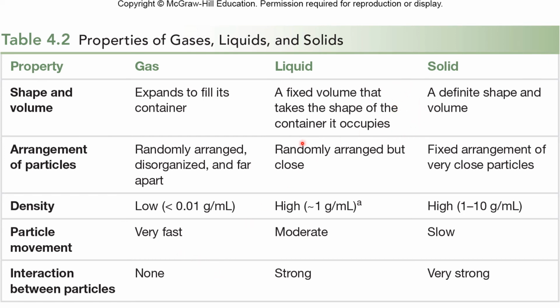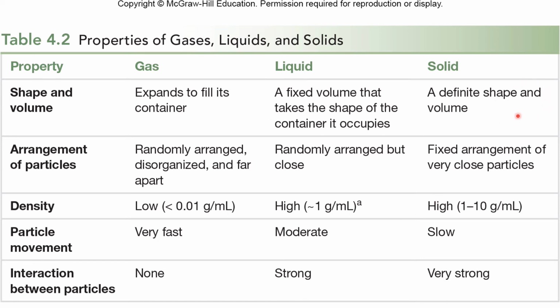In a liquid, it has a fixed volume that takes the shape of the container that it's in. The particles are randomly arranged, but they are close together. The density is high, so there's lots of particles per area of volume. The particle movement is moderate, so they do move around, but not nearly as fast as what you would see in a gas. And the interaction between particles is strong. They're close enough to each other that there can be attractive forces in between the particles that keep them stuck together.